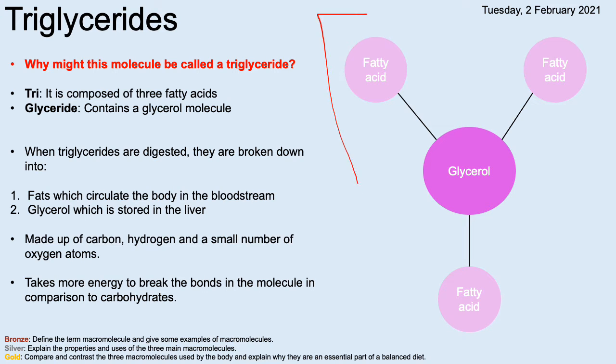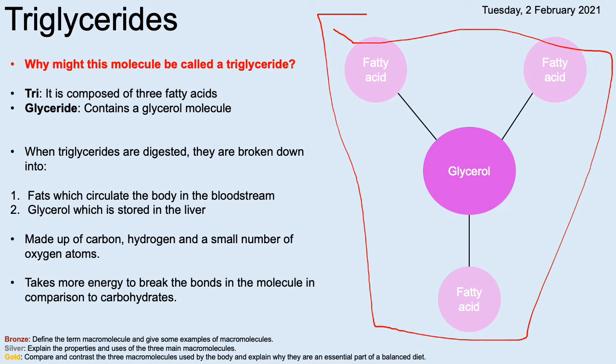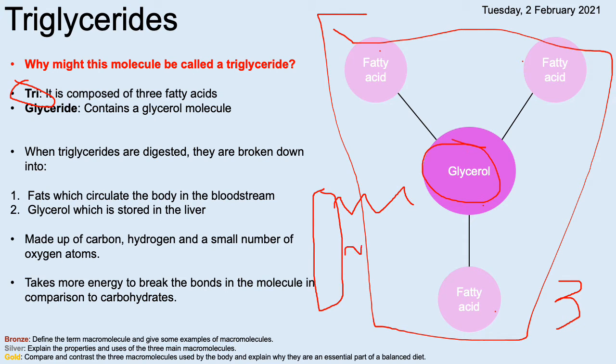Looking at this diagram here, you can see that there are 3 fatty acids and a glycerol molecule. So that is why it's called triglyceride. The tri means it is composed of 3 fatty acids. So there are 3 involved in this molecule. And then there is 1 glycerol molecule. The glycerol forms the backbone of a triglyceride, and then the fatty acids sort of stem out of it. You can see a good version of that in the book, where it basically goes like that, and then you've got a bit of a zigzaggy line going on. 3 zigzaggy lines.